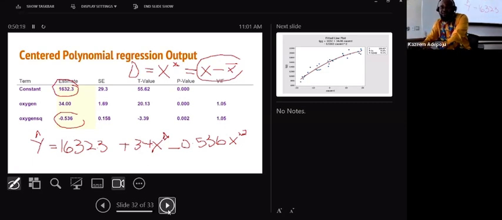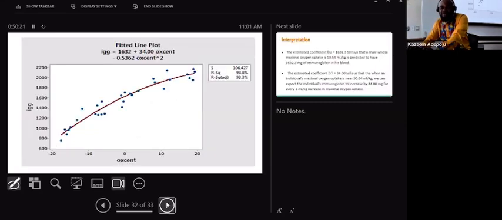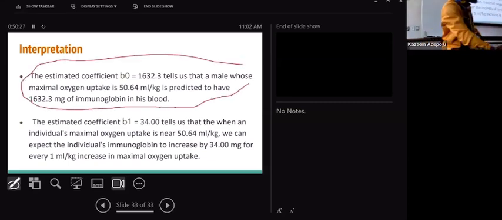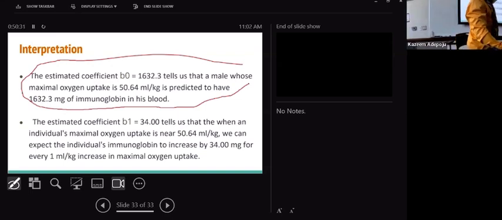And that was why, take a look at the interpretation here. Can you see that? Because this is centered, I said the estimated B0 tells us that a male whose maximum oxygen uptake is 50.64, that 50.64 being the mean oxygen, is predicted to have that many mg of hemoglobin in his blood. Does that make sense? That's super cool, right? That's a beautiful question.